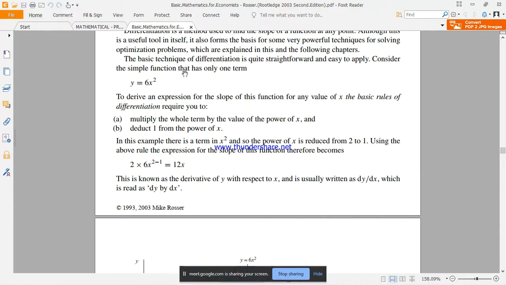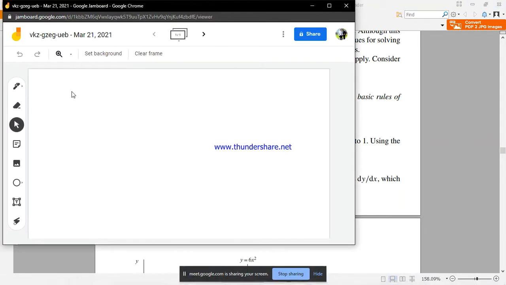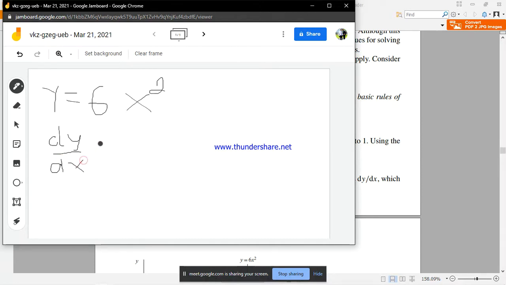So that is how we find the derivative. Now let's get back to our Jamboard. A function y is defined to be equal to 6x squared. To find the derivative of this, I'll say dy/dx. dy/dx means change in y per unit change in x, and is equal to, so this is just something like a x raised to the power n. How do I differentiate such a function?